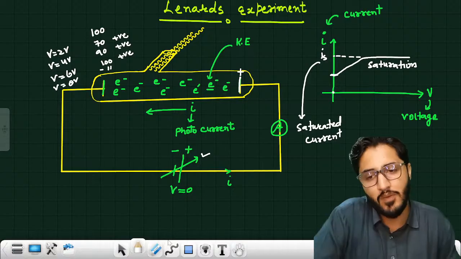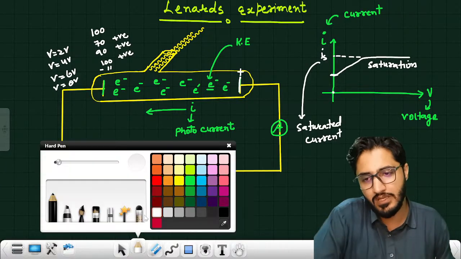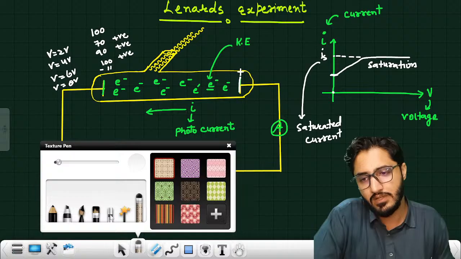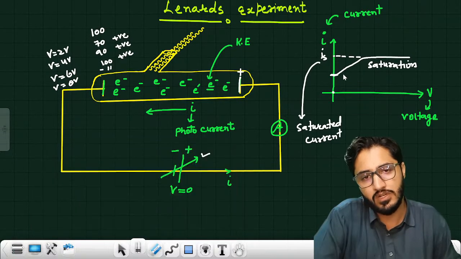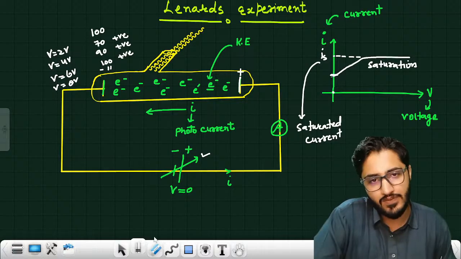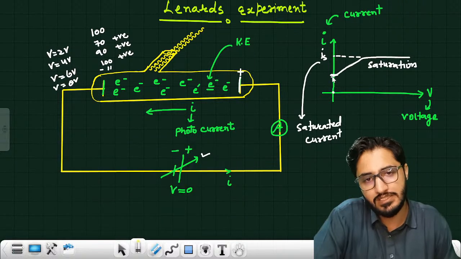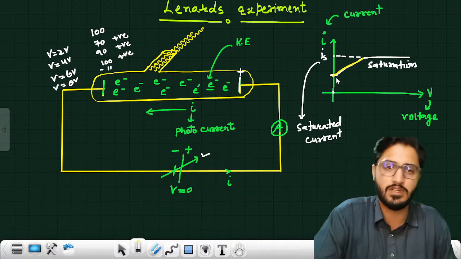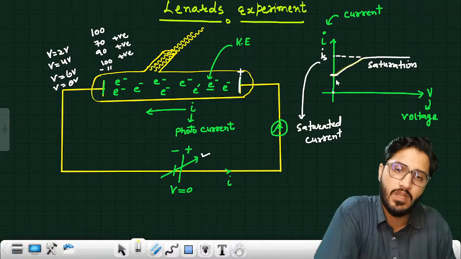You can see from the figure only. Look now. It starts from this point. When it starts from this point, now we are increasing.